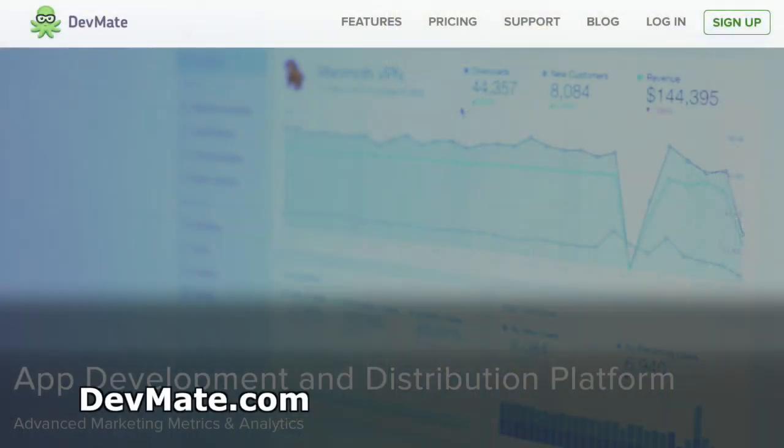The DevMate website for the folks who want to go and learn more. Sure, they are devmate.com, DEVMATE.com. Great. And of course, I believe it's MacPaw.com as well. And MacPaw.com is their parent company. To go check that out too.